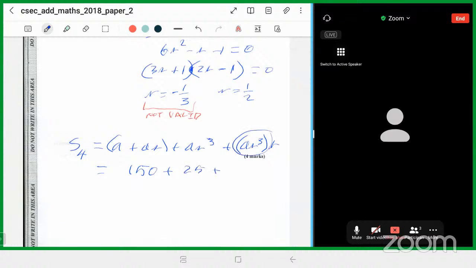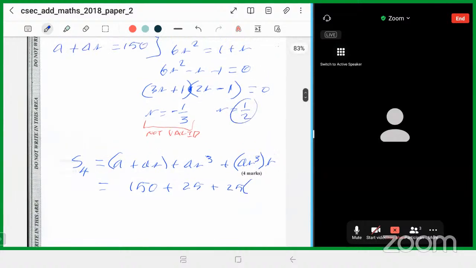Plus the 4th term is 25 times, what is R? Half. 25 times a half. You can see what the series is now. It becomes 100, 50, 25, and half of 25.